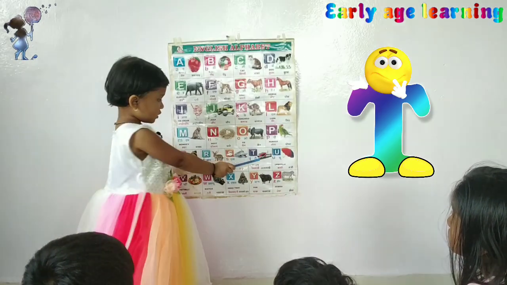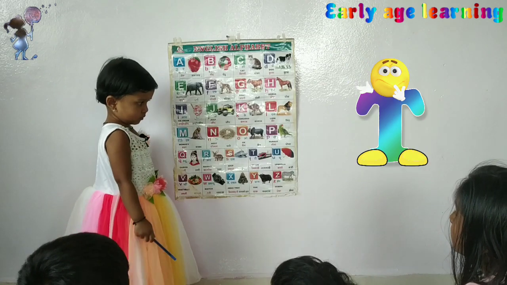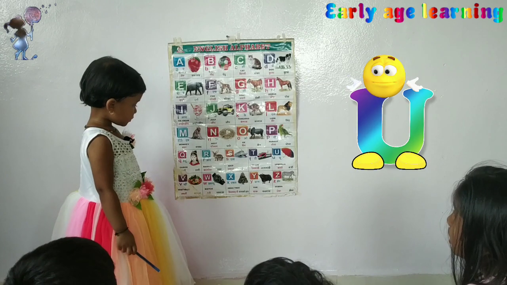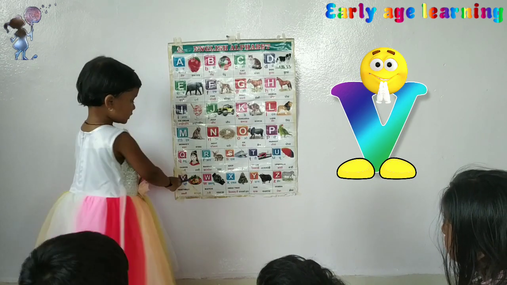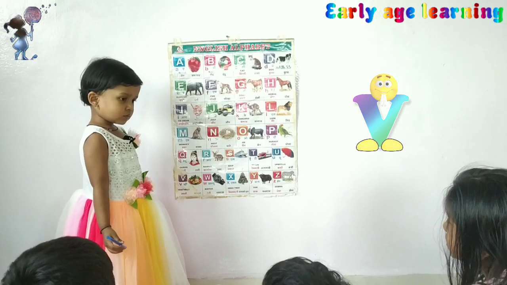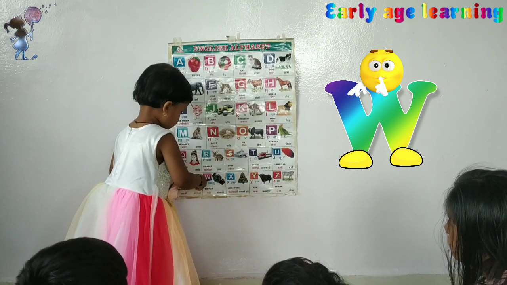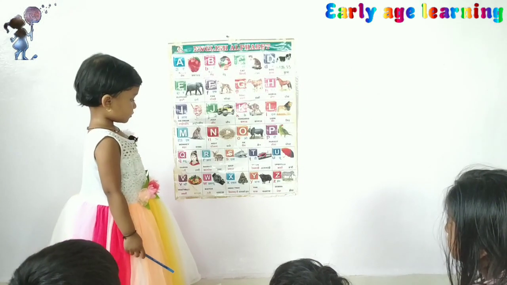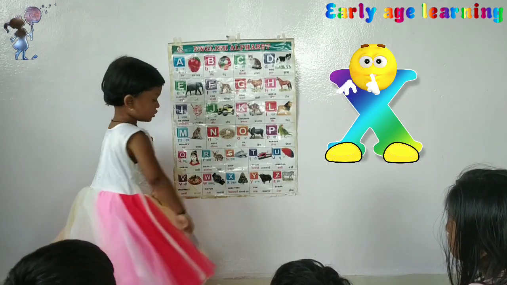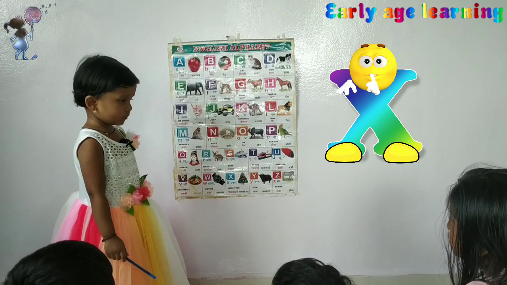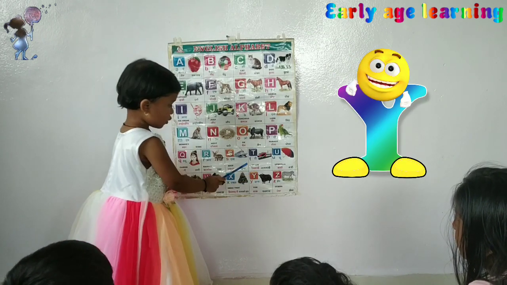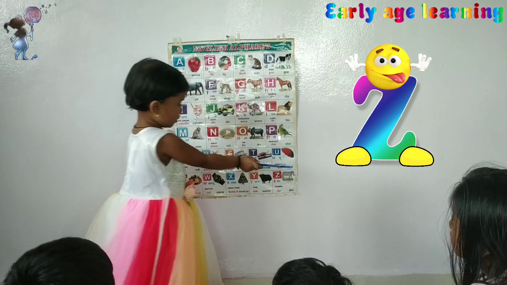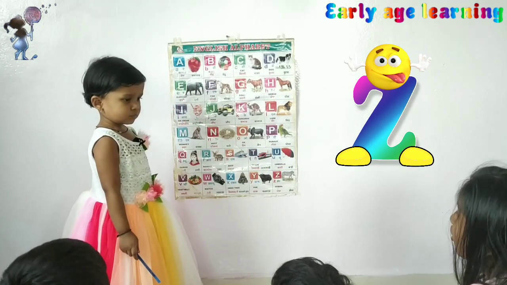T for train. U for umbrella. V for vegetables. W for watch. X for Xmas tree. Y for yak. Z for zebra.